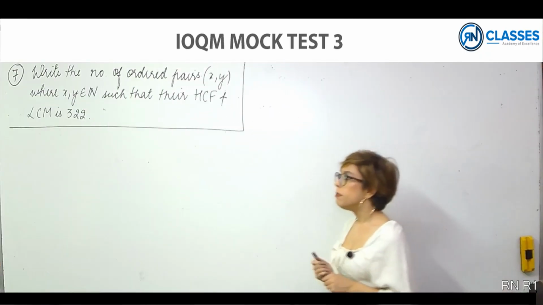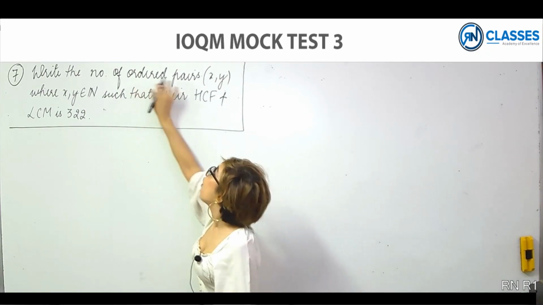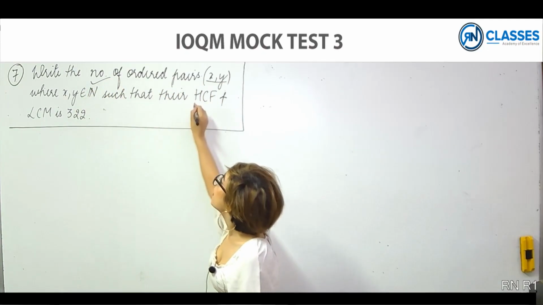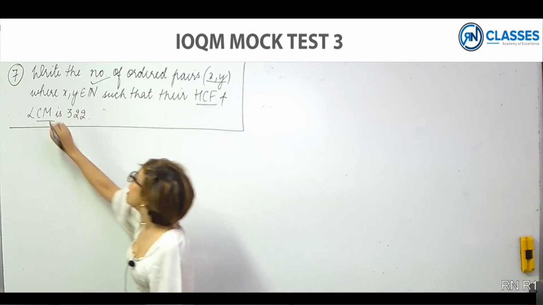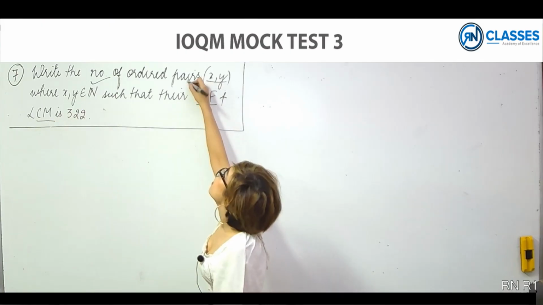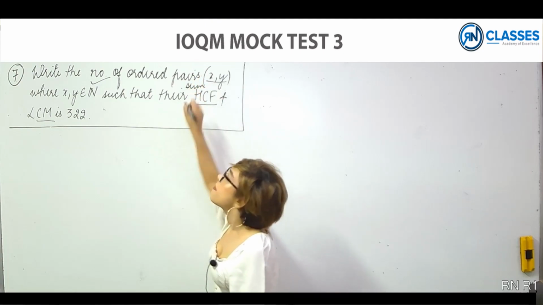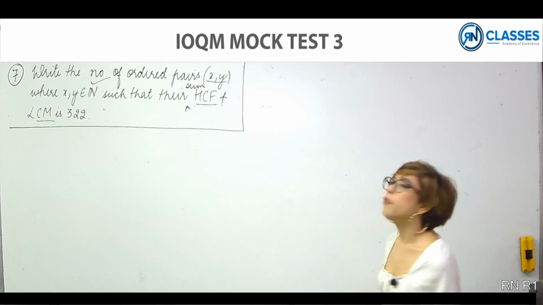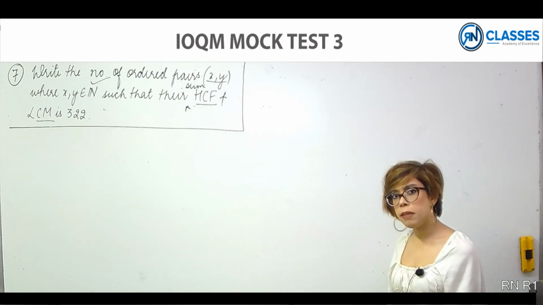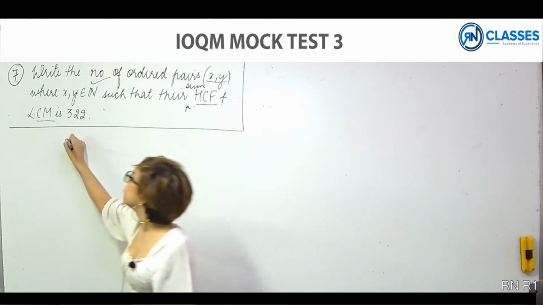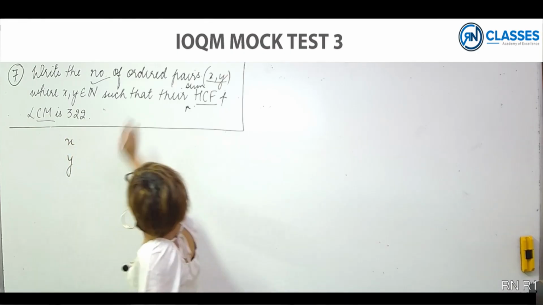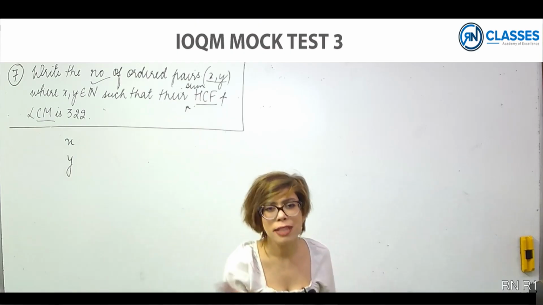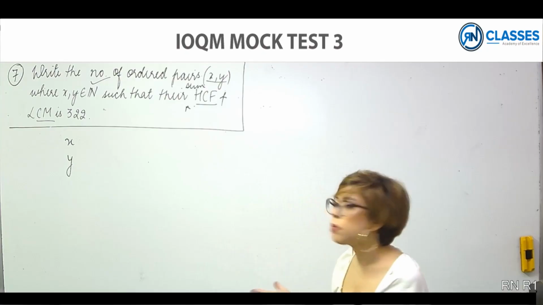Alright, on to the next one. Now he says write the number of ordered pairs x, y, where x and y are natural numbers, such that the sum of their HCF and LCM is 322. Right? Now I need to find the number of ordered pairs. So I need to find the numbers basically. I need to find x and y. Now he says the sum of their HCF and LCM should be 322. Now I don't know the HCF. Nothing is given in the question about their HCF.